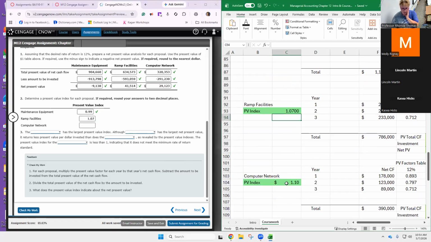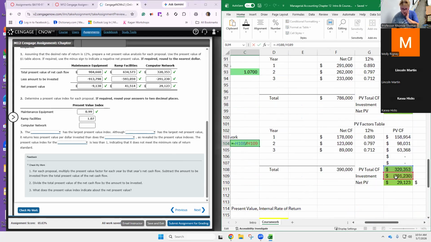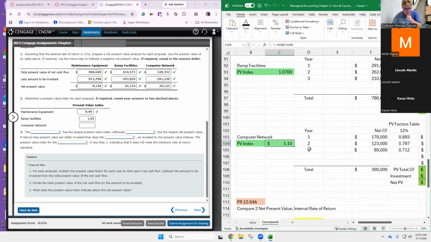And then double checking my computer network is calculating. So I've got my present value, total cash flow, subtracting that investment amount. And there's my net present value. And I'm actually getting an index. And by the way, that is not $1, so I'm taking that out. I don't want you to think that is $1. That's just a number. It's an index. So no dollars when you're asked for an index.